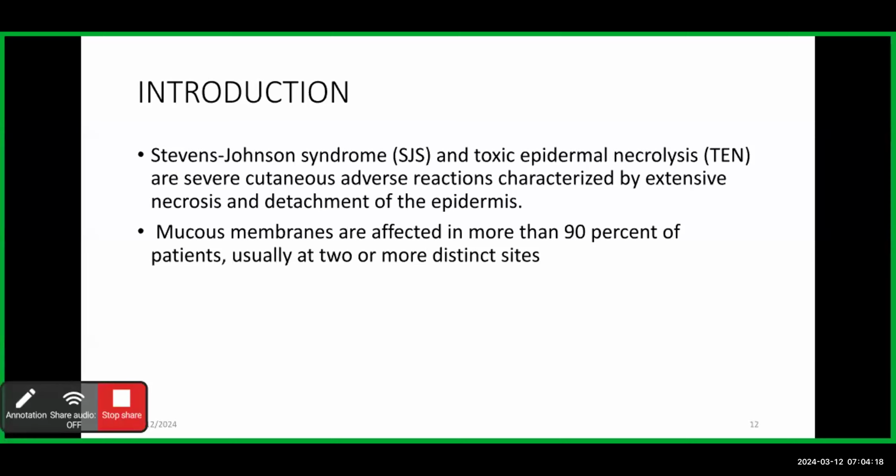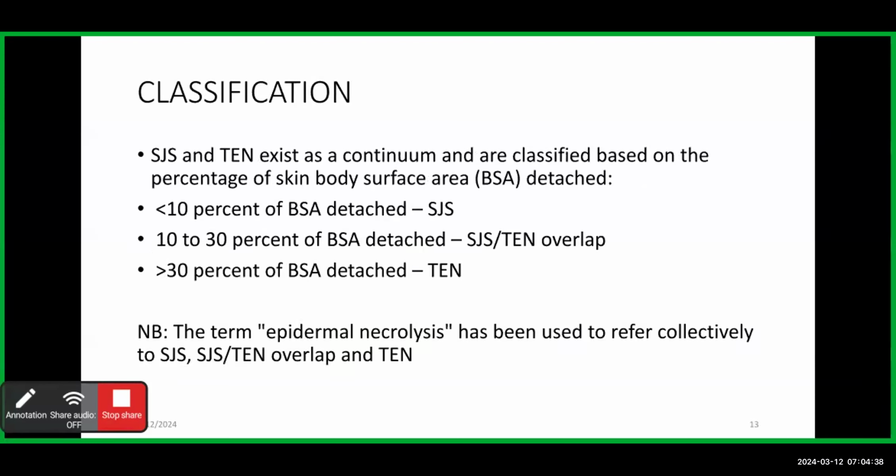Stevens-Johnson syndrome and TEN are severe cutaneous adverse reactions, which are characterized by excessive necrosis and detachment of the epidermis. The mucous membranes are affected in more than 90% of patients and usually involve more than two distinct sites. The classification is based on the body surface area affected. If the percentage of body surface area affected is less than 10%, you term that Stevens-Johnson syndrome. If it is between 10 and 30%, it is Stevens-Johnson/TEN overlap. And if it is greater than 30% of the body surface area detached, you call it TEN.